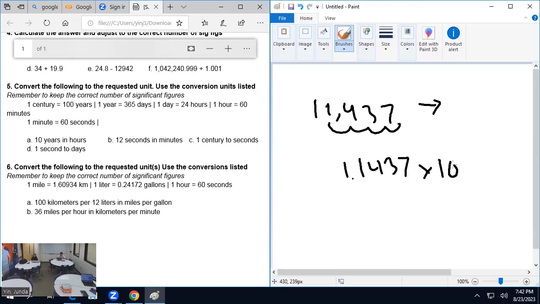1.437 times 10 to the. Significant numbers, you leave them, you don't drop them. So this one has 5 significant numbers. This one will also have 5 significant numbers. Okay.